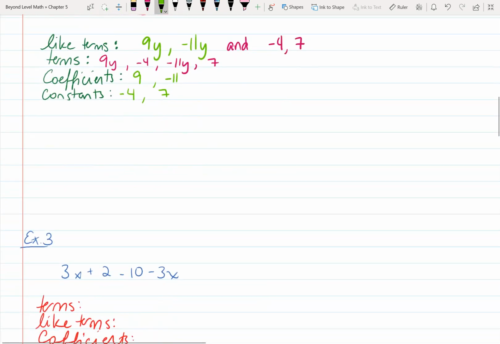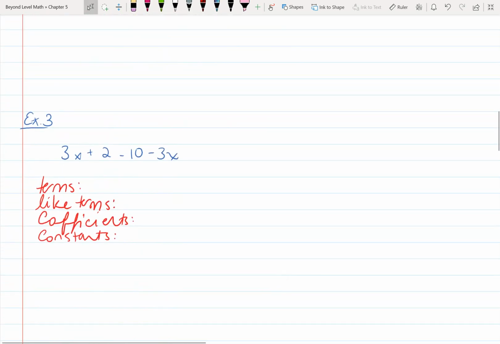Alrighty. I'm going to have you guys do this one, and I'll have everybody right now type in the terms to the chat box. Type in the terms. So the terms here, we've got 3x, 2, negative 10, and negative 3x. Alrighty, type in the like terms to the chat box and, if there are 2 sets, separate them with an and.